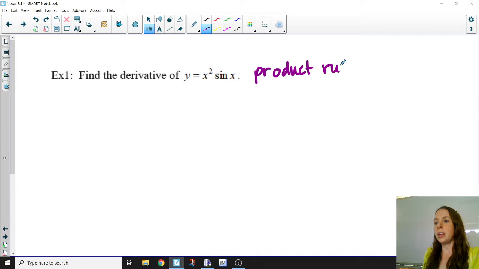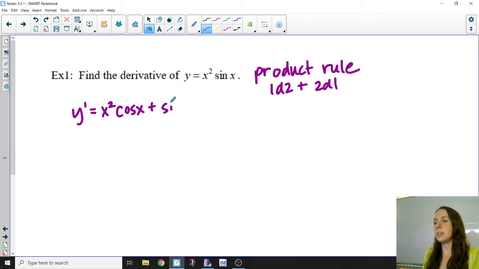Now, the way that I like to remember product rule is 1d2 plus 2d1, which says take the first function times the derivative of the second function plus the second function times the derivative of the first function. That's too much to say. I'm going to stop saying that, and I'm just going to say 1d2 plus 2d1. So I have 1 d2, the derivative of sine is cosine, plus 2, bring down the sine, d1, the derivative of x squared is 2x.